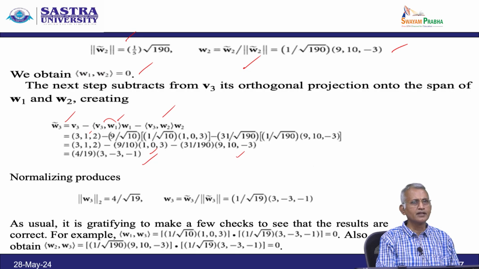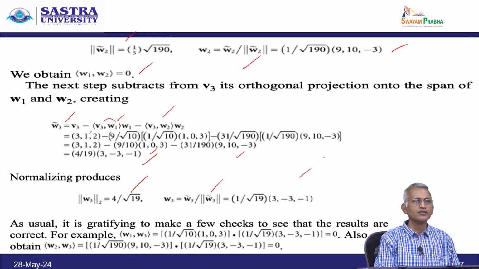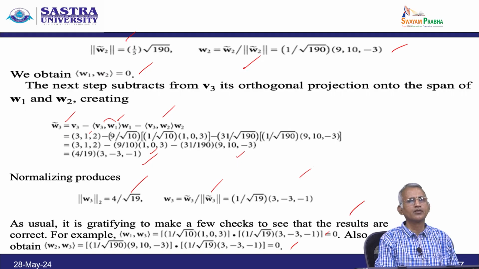Now normalizing, the norm of W3 is equal to 4 by root 19, and W3 is W3 by the norm of W3, which equals 1 by root 19 into (3, minus 3, minus 1). It is gratifying to make a few checks to see that the results are correct. For example, calculate the inner product of W1 and W3, and the net value becomes 0. Also the inner product of W2 and W3 is 0. So they are mutually orthogonal to one another. This is the verification we can do.